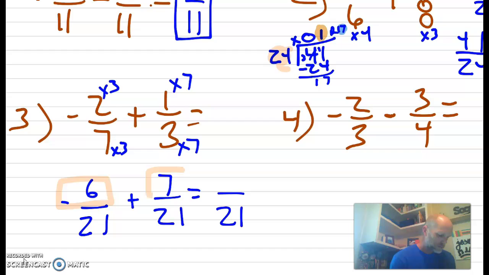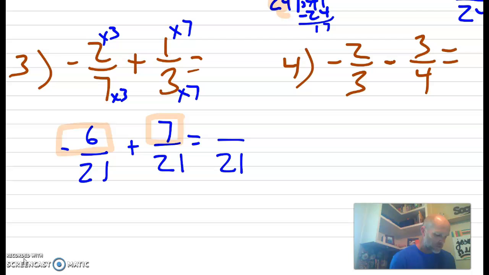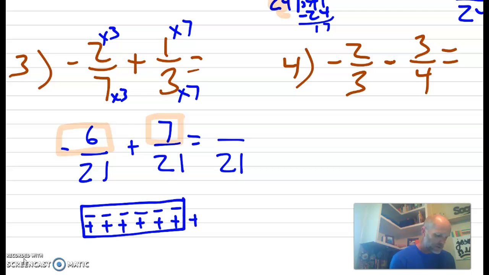So let's look at this, this is all we're looking at now. Negative 6 plus 7. That's all we're looking at, okay? So what do we have more of? Do you have more negatives or more positives? You could use that little cancellation thing if you want. 1, 2, 3, 4, 5, 6 negatives. And 1, 2, 3, 4, 5, 6, 7 positives. This right here is called a zero pair because a negative 6 and a positive 6 equals 0. And so what's left? 1 positive. So that is 1 over 21, that's the final answer.